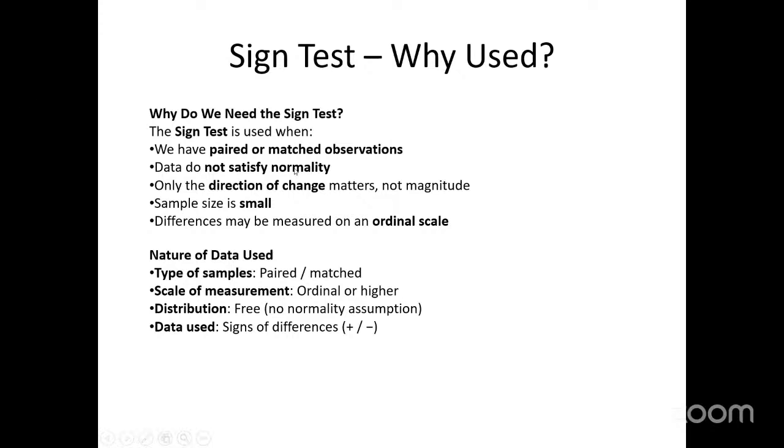So this is the common part for each and every test. Only the direction of change matters, not the magnitude, as I have already told. The sample size is small. Difference may be measured on an ordinal scale. So, what are the types of samples that are paired?